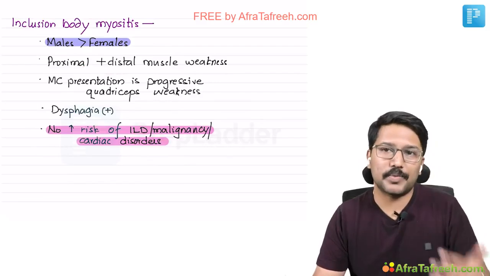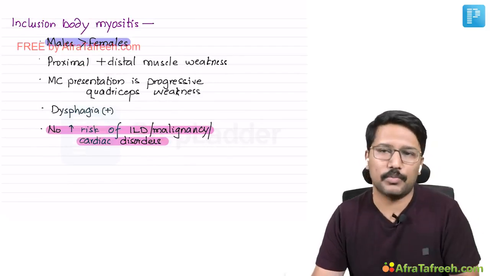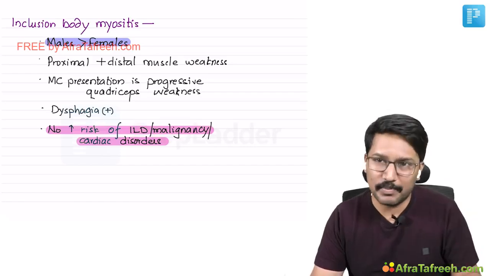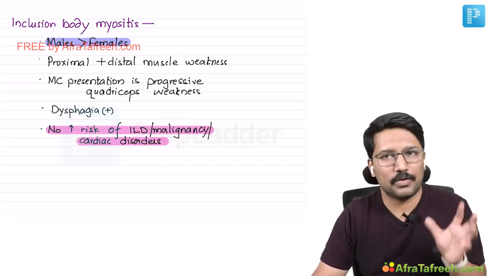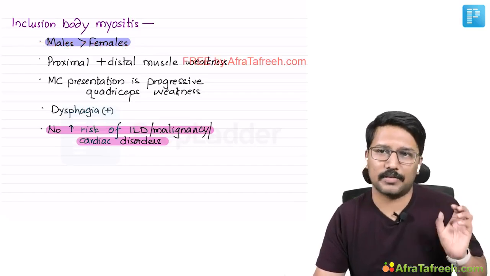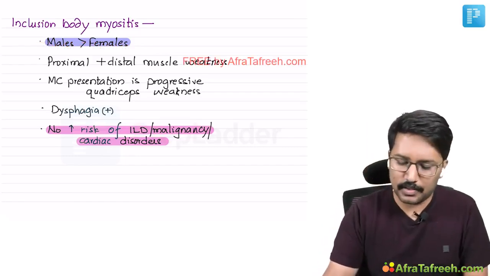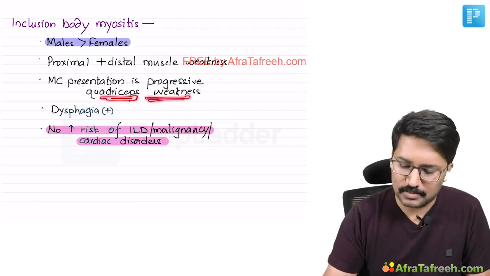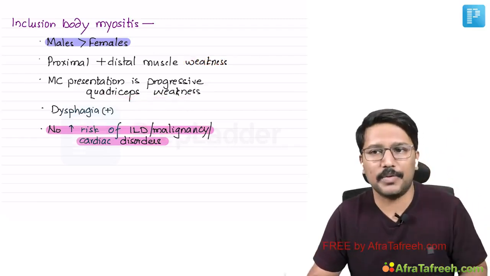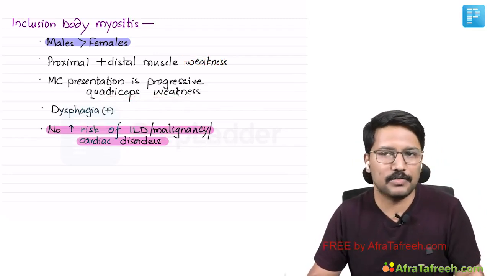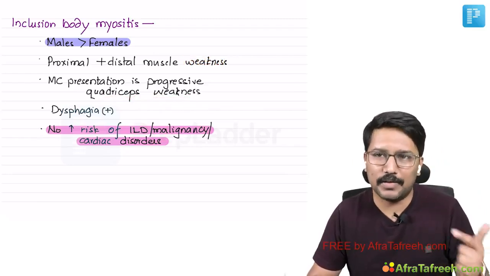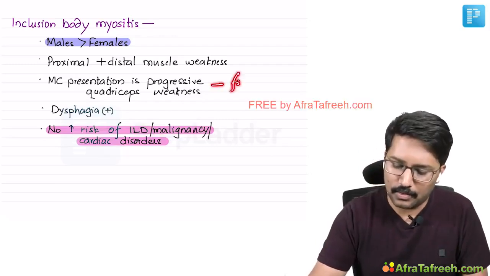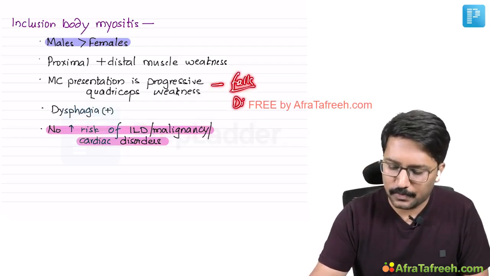And the most common presentation of inclusion body myositis, if you remember I have told you earlier also, is usually asymmetric. Mostly it affects proximal and distal, and when we talk about proximal, it affects lower limb more than upper limb. And in the lower limb, the initial changes are noted in the quadriceps group of muscles, right? So because of that, patients might present with progressive weakness of the quadriceps, leading to difficulty in walking or frequent falls.